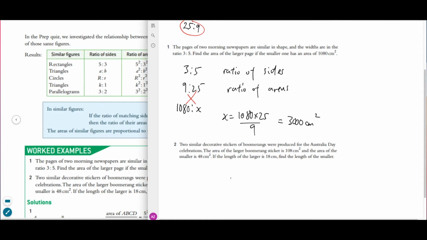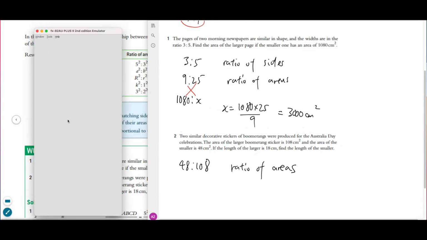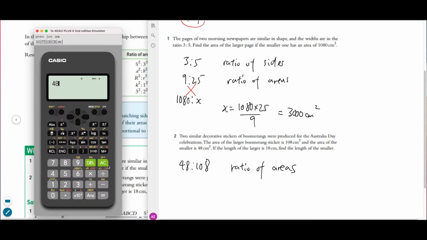Okay. So what we do is we find the ratio of the areas first. The ratio of the areas is 48 to 108. Now, can we simplify this? Well, yes, we can. You can use a calculator to simplify the ratio. 48 divided by 108 gives 4 to 9. So 4 to 9 is the ratio of the areas.